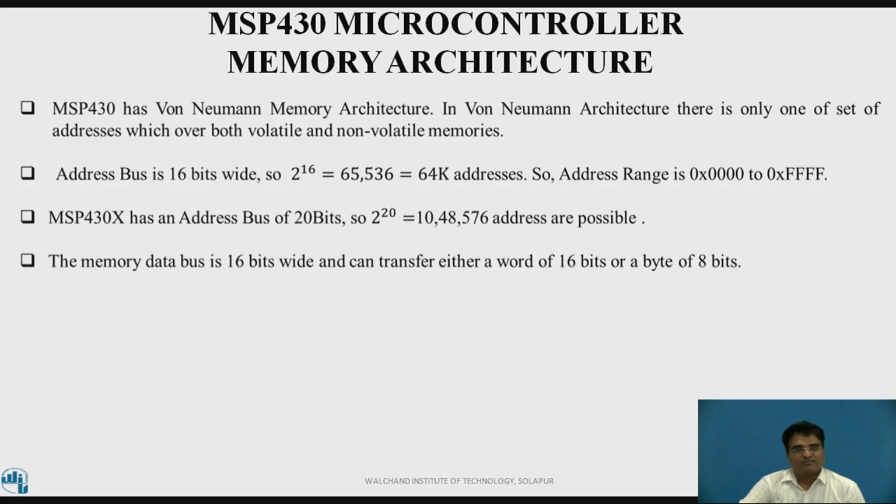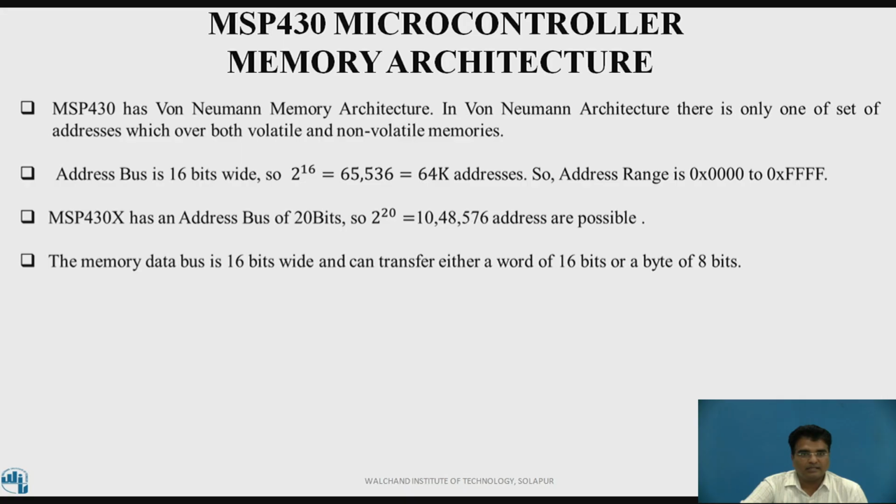This one slides for MSP 430 microcontroller memory architecture. MSP 430 has a von Neumann memory architecture. In von Neumann architecture, there is only one set of addresses which covers both volatile and non-volatile memories. Address bus is 16-bit wide, so 2 raised to 16 equals 65,536, that means 64 kilobyte addresses. So the address range is 0x0000 to 0xFFFF.